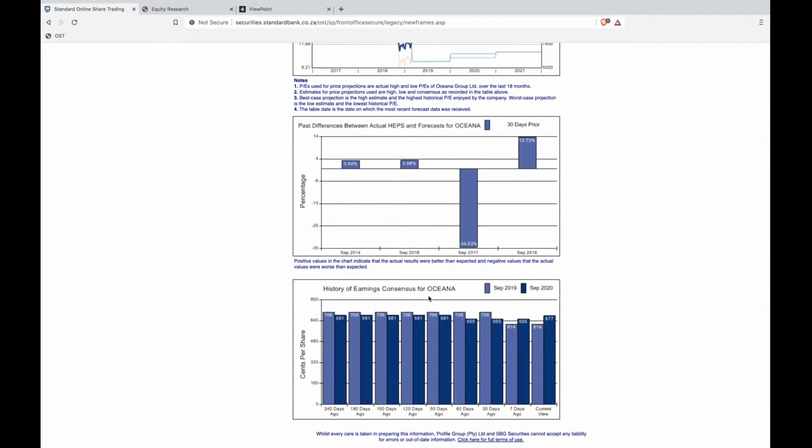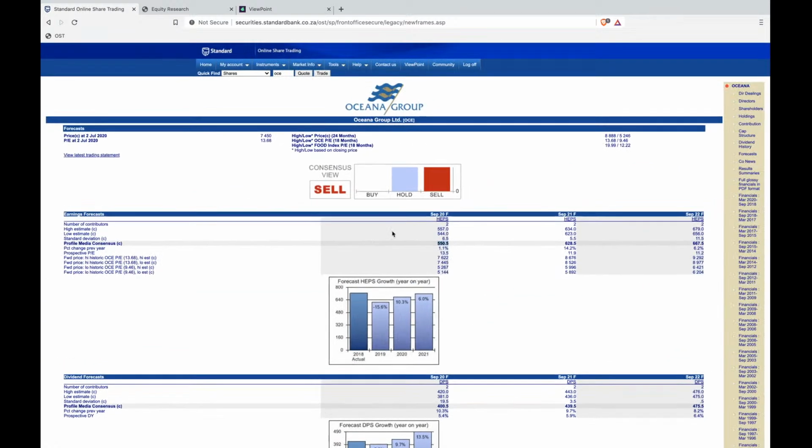And then this is one I quite like as well, which is the earnings consensus for Oceana as it is changing over time. So it goes back to 240 days ago. What's that, about 8 months? Obviously, Oceana is relatively new, otherwise it would have been here for longer. And how have we seen that consensus changing over time? So you can see whether that is trending higher or lower. And of course, we're going to get vastly different results for different stocks.